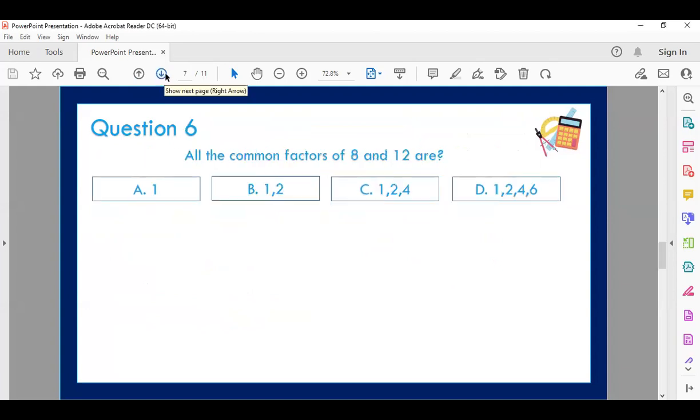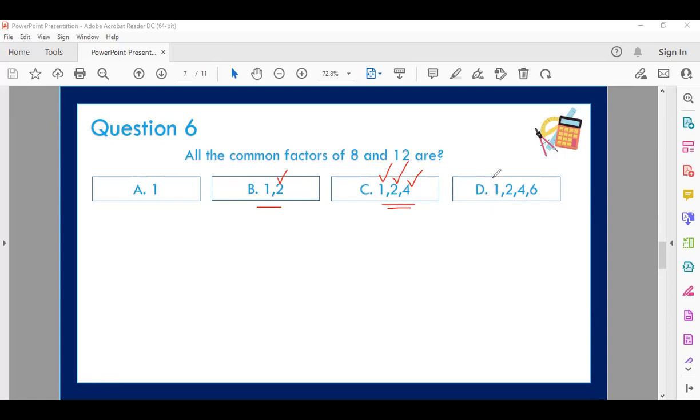Question 6, guys. All the common factors of 8 and 12, which means what are the numbers that can divide both 8 and 12? So surely 1 is always going to be a factor for every number. Let's start with 2. So 2 is definitely yes. I can divide 8 and I can also divide 12. Now, what about C? I can use 1 and there is 2. I can also use 4. So all 3 so far are common factors for 8 and 12.